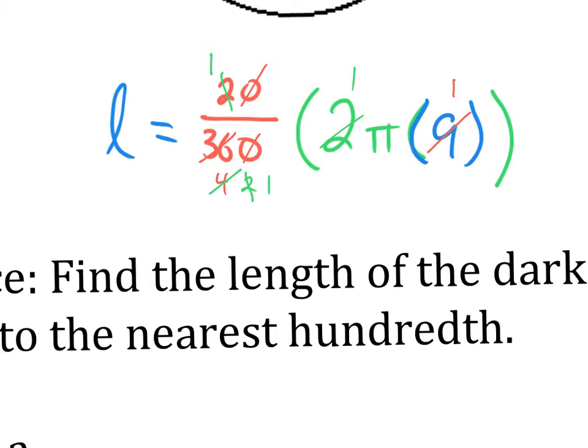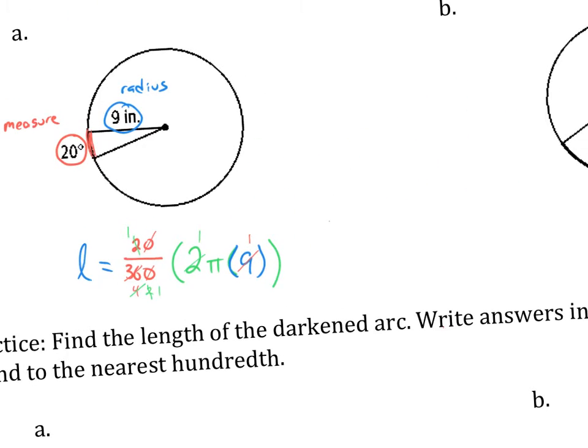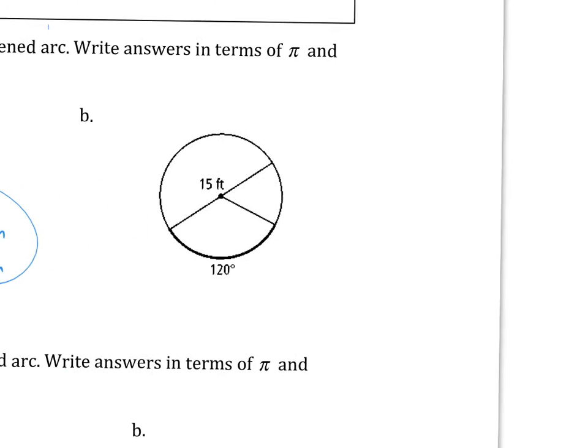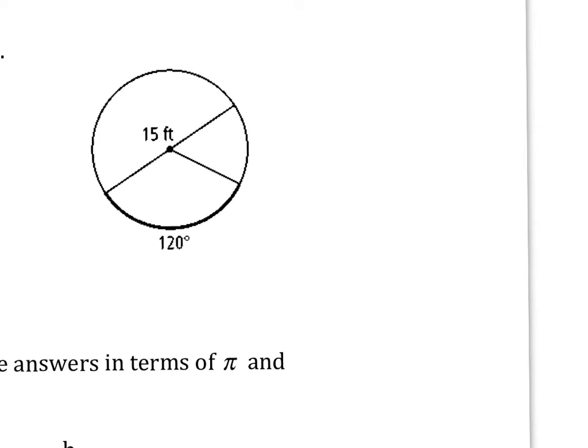So notice what happens here. Everything drops out except for pi. Okay, so that means the length is equal to pi inches, or approximately 3.14 inches. All right, so now let's look over here. And the darkened part we see here is right here, the 120 measure.